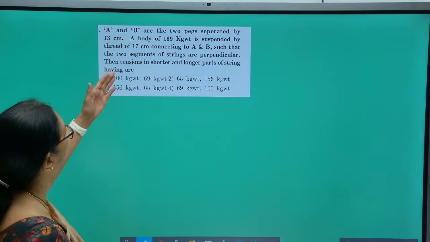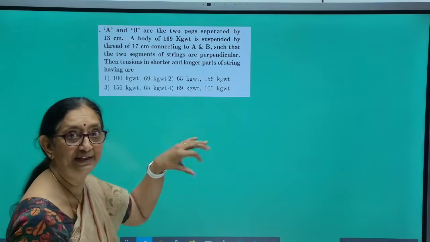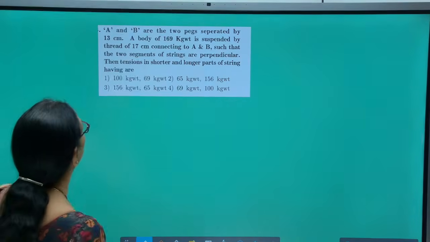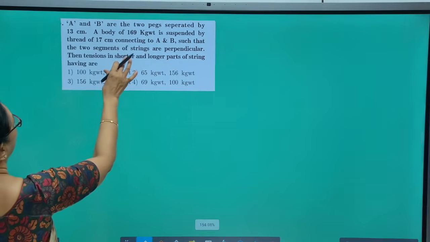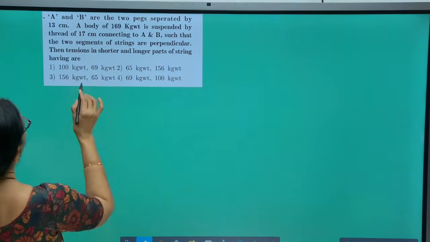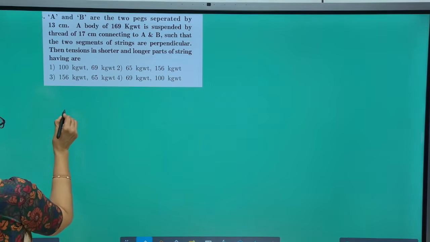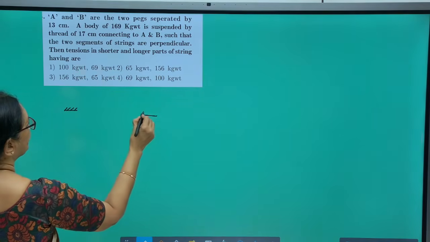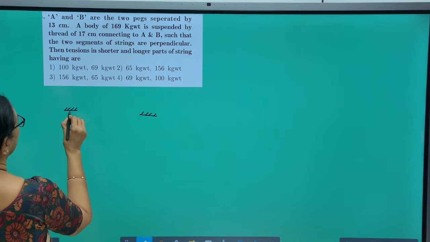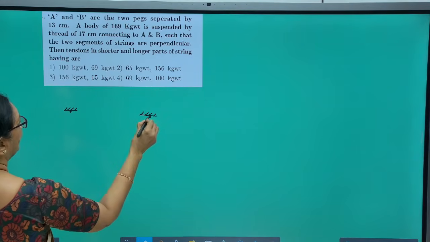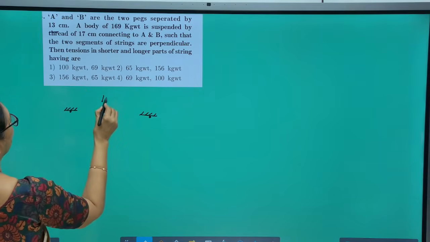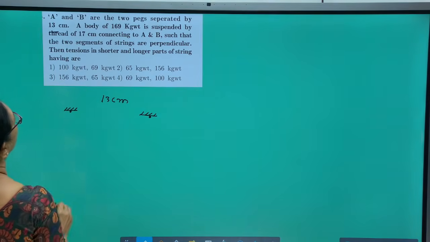We have done the same kind of problem already in today's class, so let us do it again very carefully. A and B are two pegs separated by 13 centimeters. This is peg A and this is peg B, separated by a distance of 13 centimeters.